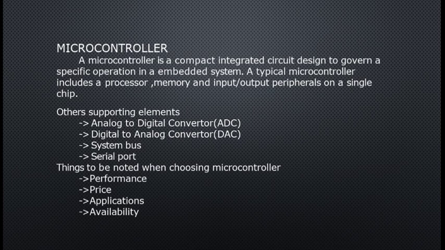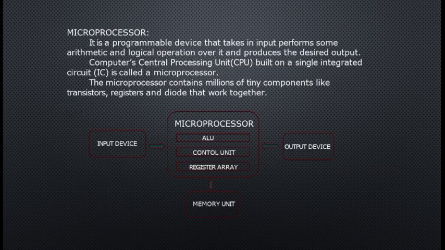Microcontroller. A microcontroller is a compact integrated circuit designed to govern a specific operation in an embedded system. A typical microcontroller includes a processor, memory, and input or output peripherals on a single chip. Other supporting elements: analog to digital converter, digital to analog converter, system bus, serial port. Things to be noted when choosing a microcontroller: performance, price, application availability.